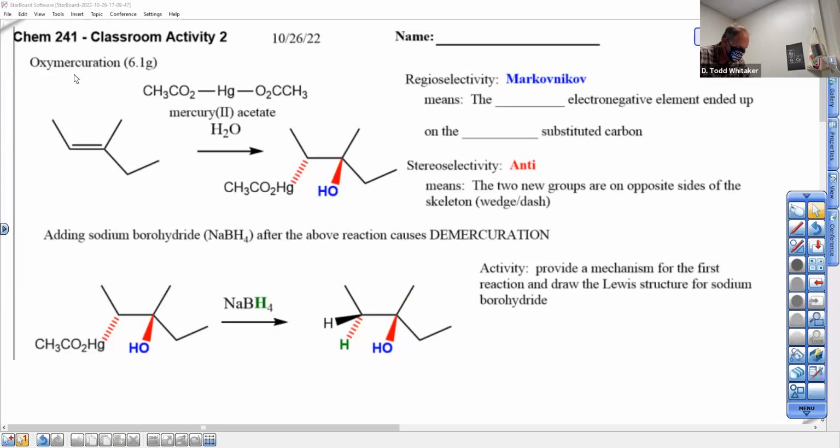Continuing our exploration of mechanisms involving triangles, we have what's called oxymercuration, where we add an oxygen to the more electronegative oxygen on the more substituted carbon. More electronegative element on the more substituted carbon. That's called Markovnikov. And the new groups are on opposite sides. Anti, that's stereoselectivity.